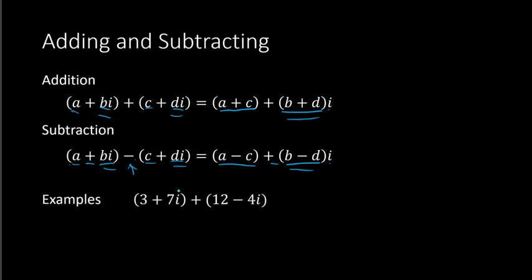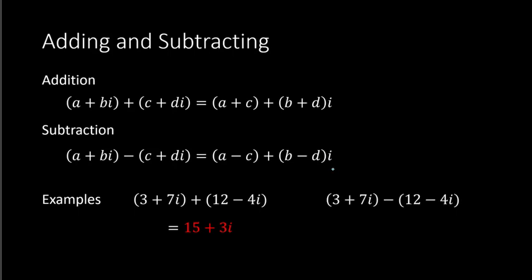Here we have 3 plus 7i plus 12 minus 4i. So we can add this just like we would with regular numbers and variables. We can add 3 plus 12 to get 15, and then we add 7i plus -4i to get 3i. So our answer in standard form would be 15 plus 3i.